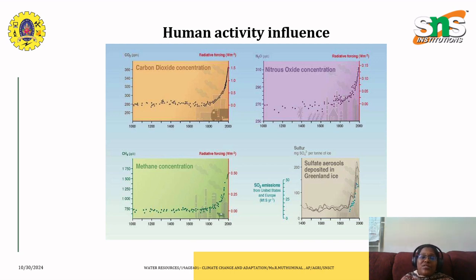And the next one which has a greater influence is sulfur dioxide. Sulfate aerosols get deposited in the Greenland ices, and the level of the sulfur aerosols is 200, and the ratio is lesser than that of the nitrous oxide concentration. Here I have also shown you the emissions from the United States and Europe, and you have to know how well human activity influences this.